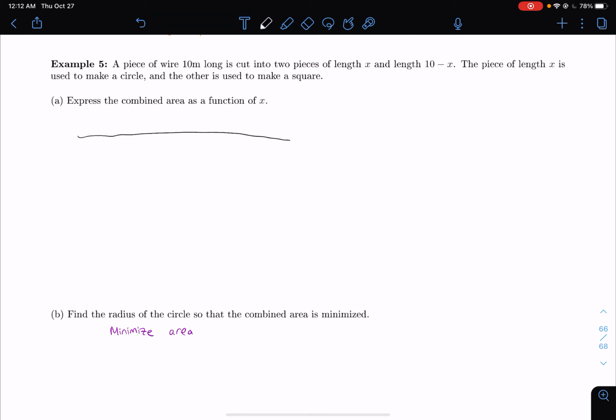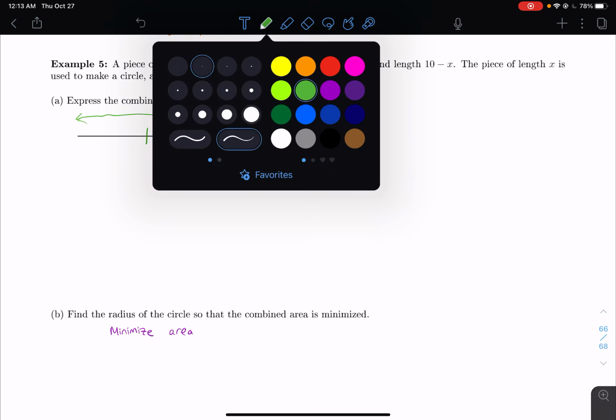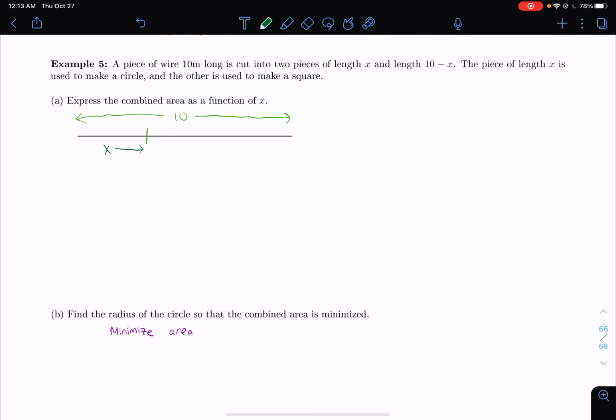Well, we have this wire, so I'll draw a wire. I'll draw this line representing the wire, and then it's cut into two pieces. I don't necessarily know it's cut into equal halves, so I'm deliberately going to put the cut a little bit to one side. I know the whole wire has a length of 10, and one of the cut pieces is length x, which means the other piece is length 10 minus x. If we add x to 10 minus x, they add up to 10, which gives me the whole length, which is good.